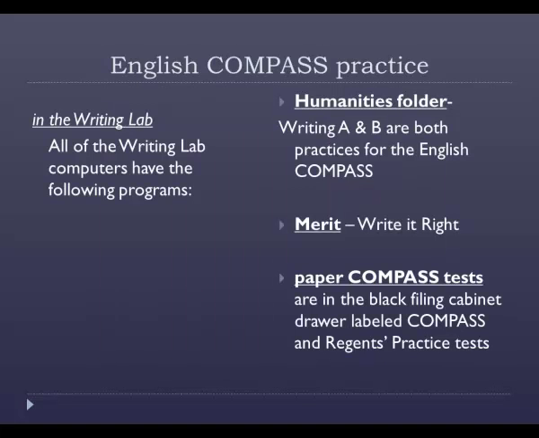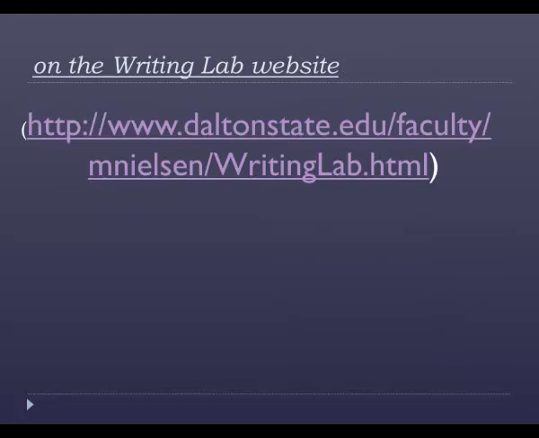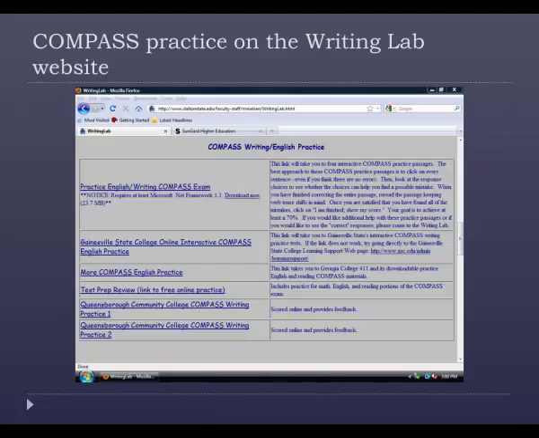Another thing that you can do in the Writing Lab is practice Compass. For English practice Compass, you can use all of these resources on the screen. This is a list of the ways that you can practice in the lab: through the Humanities folder on the desktop, the Merit program, and we also have paper Compass tests in the black filing cabinet. You can also practice the English Compass on the Writing Lab website listed on the screen.